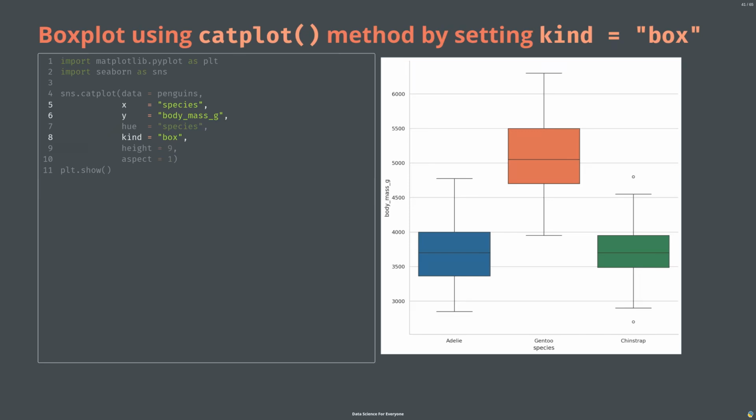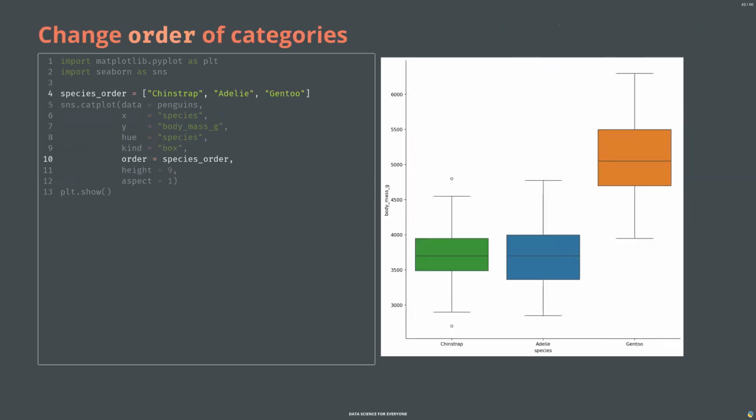Just like other plots, catplot lets you control the order of categories using the order parameter. In this example, we have created a list of species in the order we like. We set the order by passing the list to the order argument.